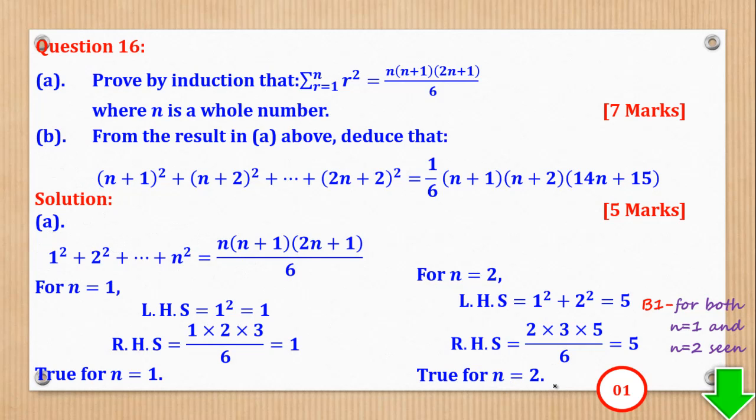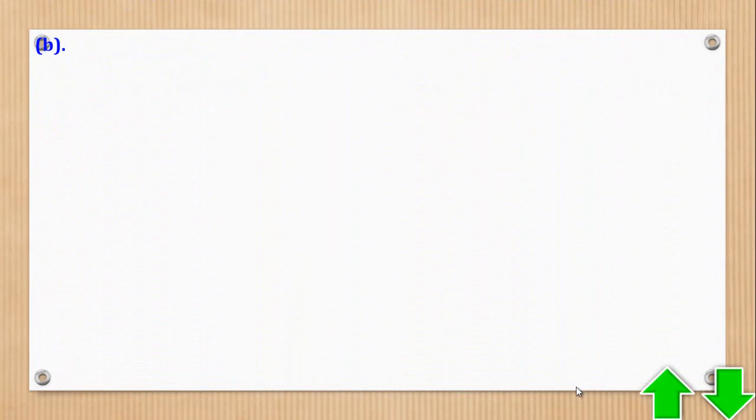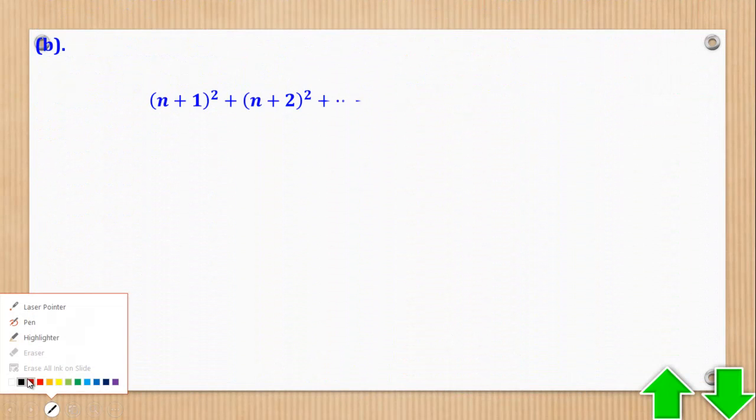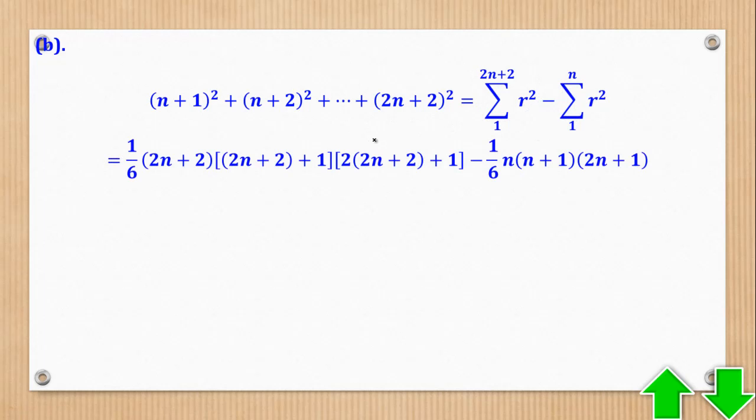So what do we do? What did they want you to do? They only wanted you to subtract. They wanted you to say this minus that. Why? Because this one starts from 1 up to n plus 1, and this one starts from 1 up to n. So if they want from n plus 1, it means that you have to remove the whole of 1 up to n. That's why we subtract it off.